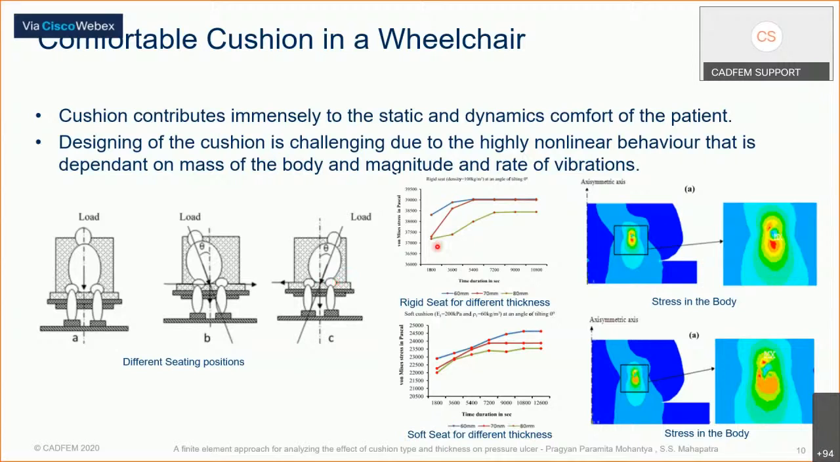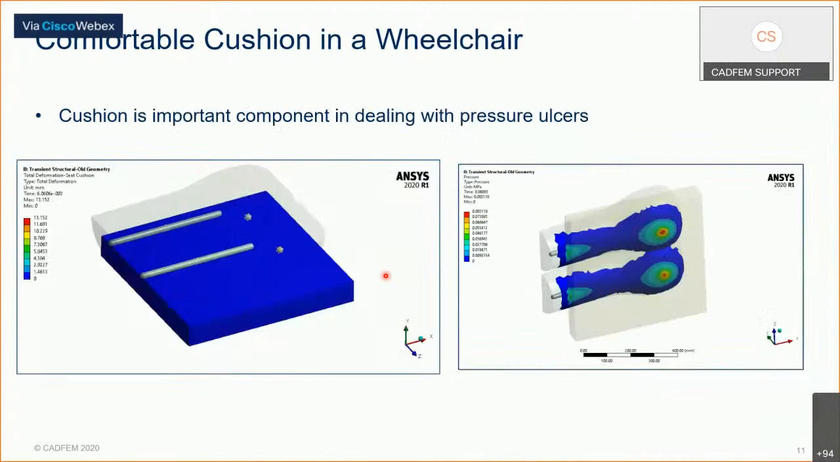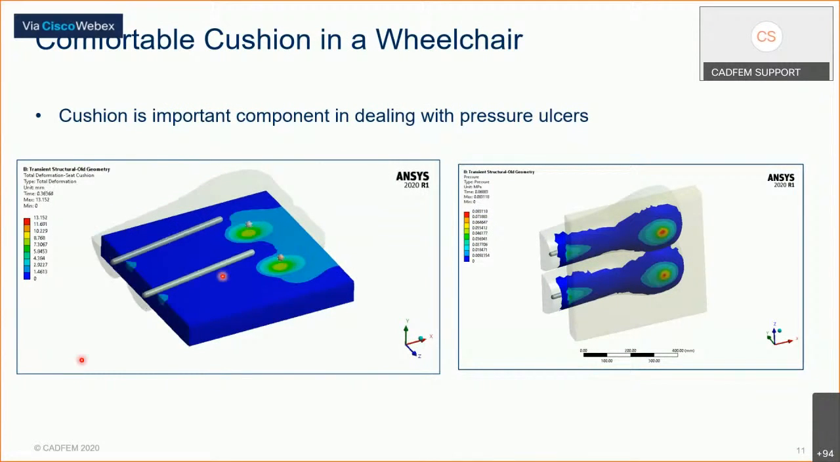You can see here the comparison between a rigid seat for different thicknesses and a soft seat for different thicknesses. The analysis was done, and we were able to see the contact pressure between the body part and the seat. If the pressure between the two bodies is less, that means it's more comfortable for the person using it. You can even test for different locations and positions, and this is the same experiment that was done, basically a simulation. You can also see how we modeled the cushion part.